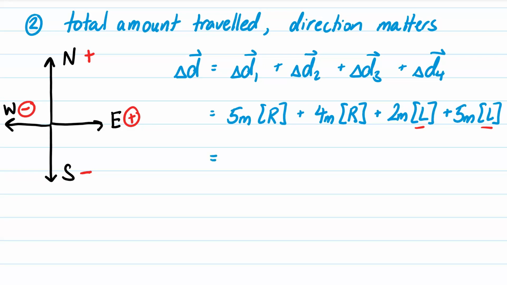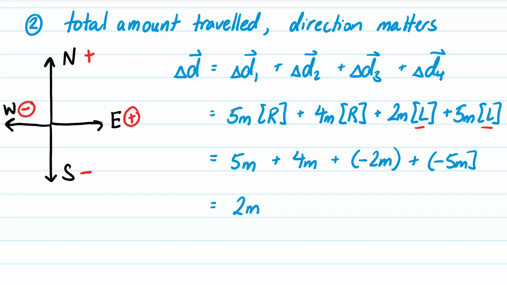Okay, so when we're adding this up, we're going to say we have a positive 5 meters plus a positive 4 meters plus a negative 2 meters. Why? Because we went 2 meters in the negative direction. Plus another 5 meters, but that's a negative 5 meters. Why? Because we were going 5 meters to the left, negative direction. 5 plus 4 plus a negative 2 plus a negative 5 would give you a positive 2 meters.